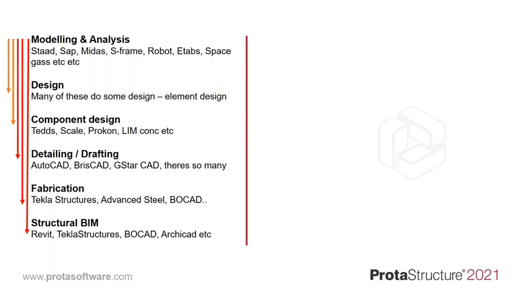And then there is structural BIM. We have to coordinate with other companies. We have to coordinate with other suppliers. We have to coordinate with other subcontractors. So we use Revit. We use Tekla Structures again. There are other options as well. But what I wanted to emphasize with this slide is that we go through several steps as structural engineers. And there's the modeling, the design, the component design, the detailing, the fabrication, the structural BIM.